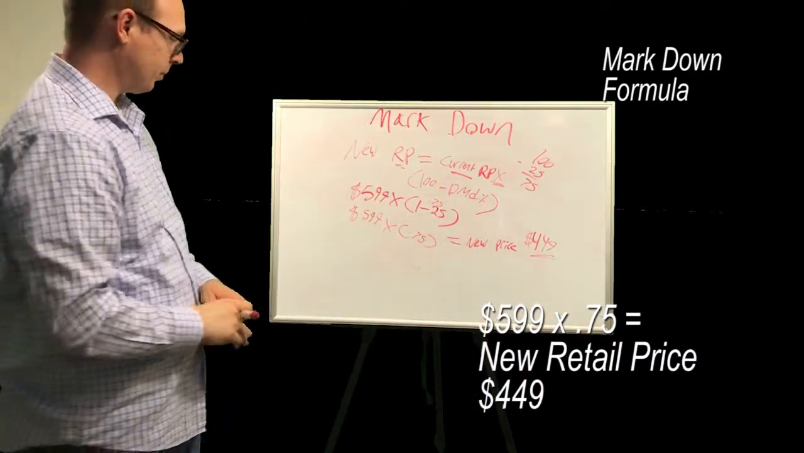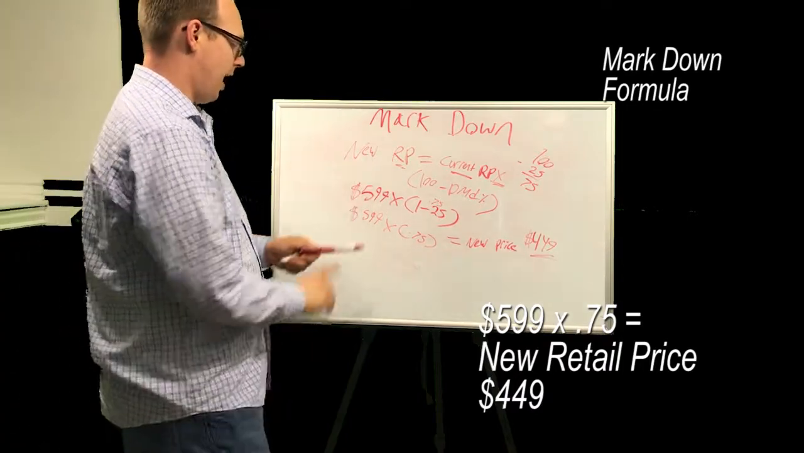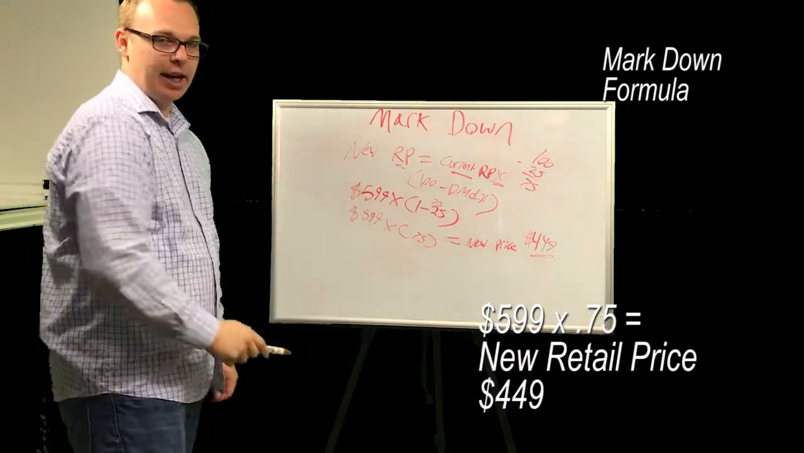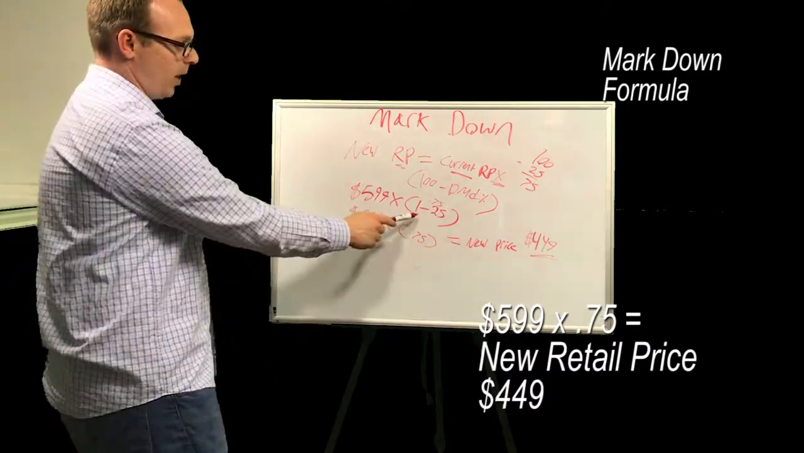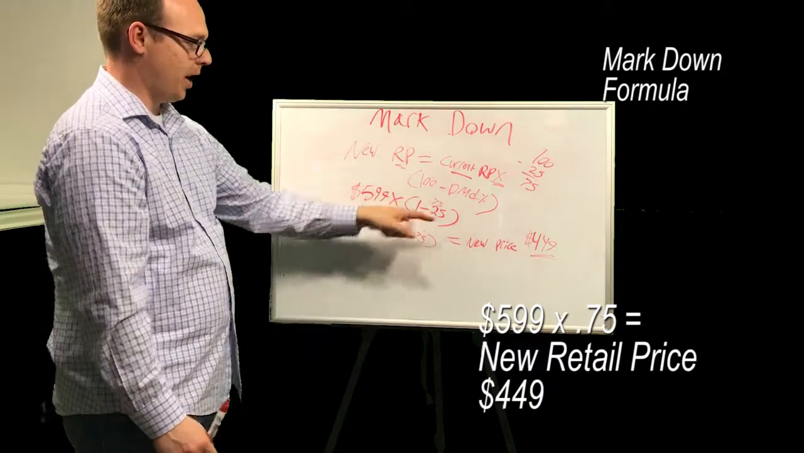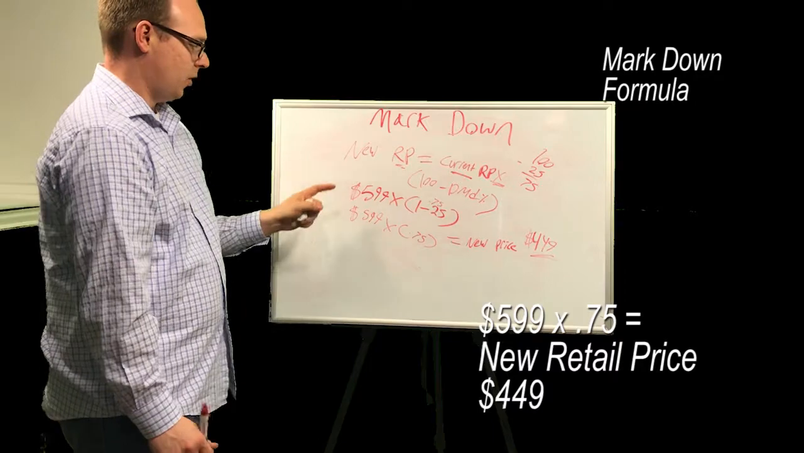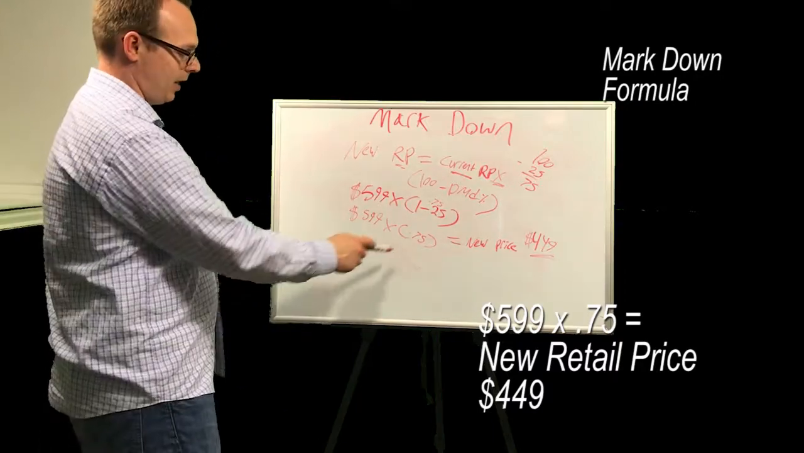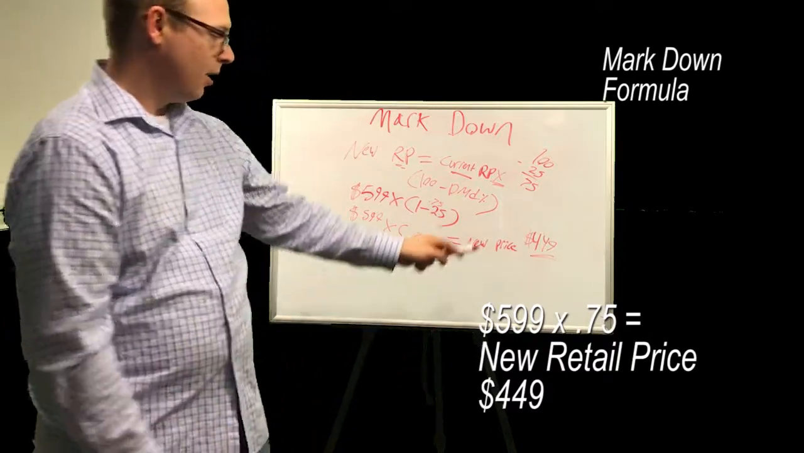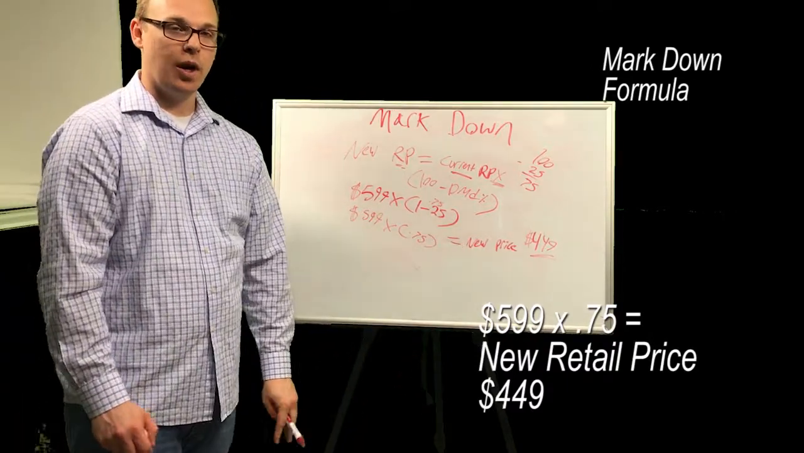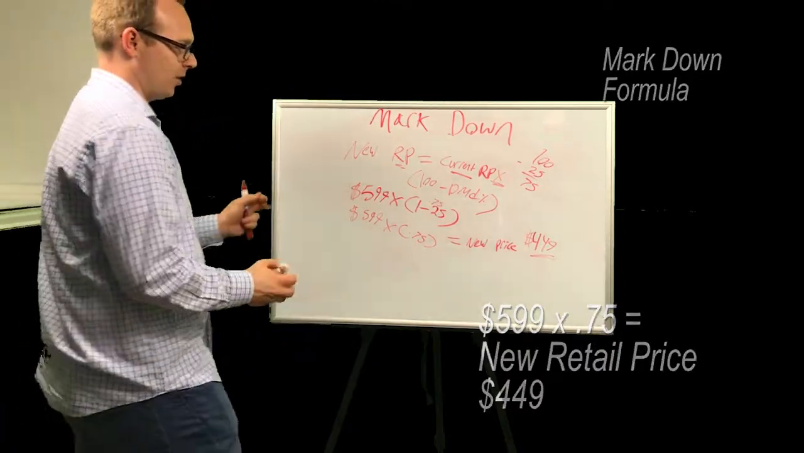You following me? Make sure you do that in your calculator if you can't do it on paper. So you have something that retails for $5.99, you want a 25% markdown, you're going to use your brackets. You're going to do 100 minus your 25, that leaves you a 75. So you'll times that by 0.75, and that's going to give you your new markdown price at 25% with the price point of $4.49. Give that a try with some SKUs in your store. Start practicing it.